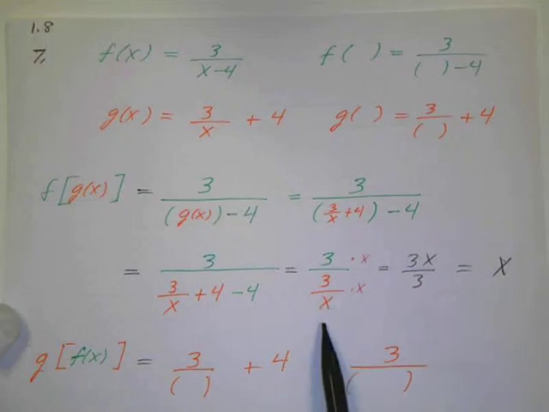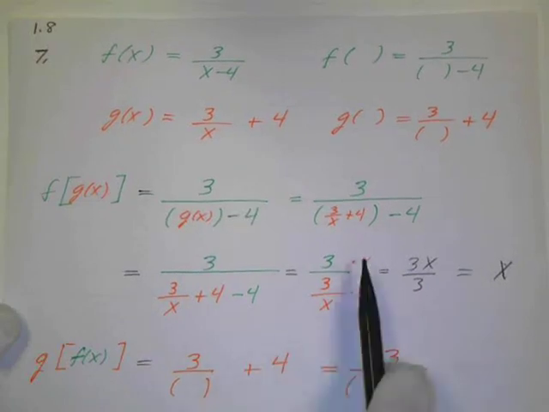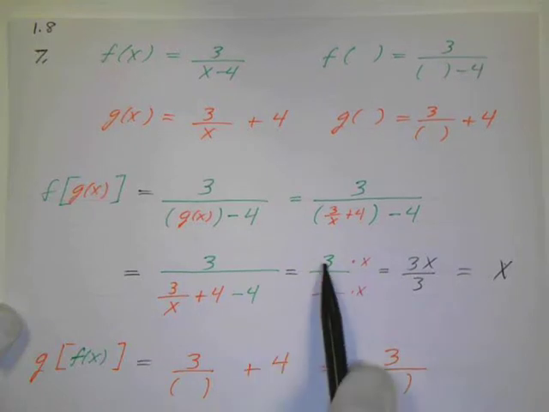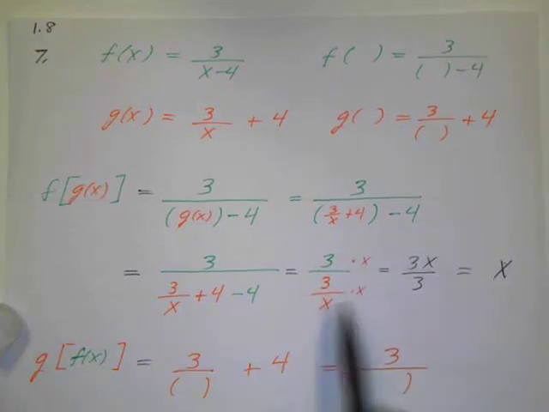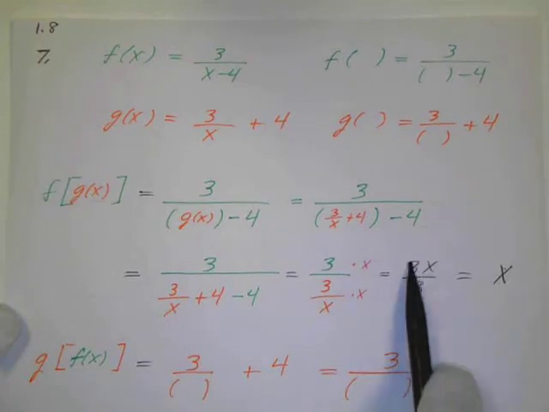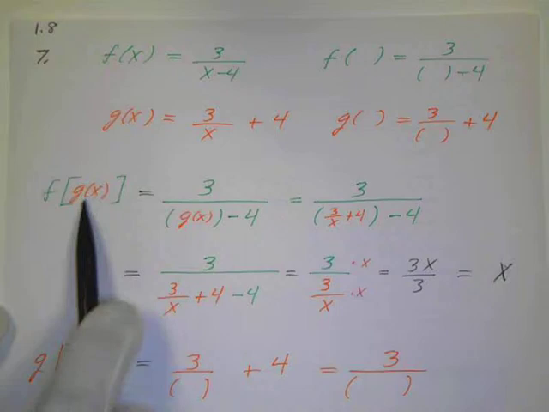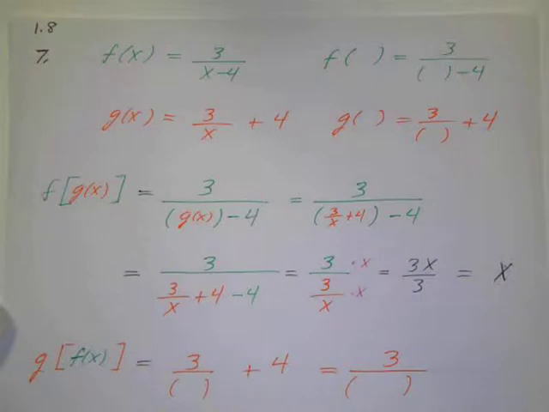Now we have a complex fraction, and the easiest way to deal with that is to multiply the top and the bottom by the LCD of all the denominators, which in this case is x. This is like 3 over 1, so I've got 3x on the top. These x's cancel, and I've got 3 on the bottom, and then the 3 over 3 is 1, so I just end up with x. So we've shown that these functions undo each other. They give you back the original.